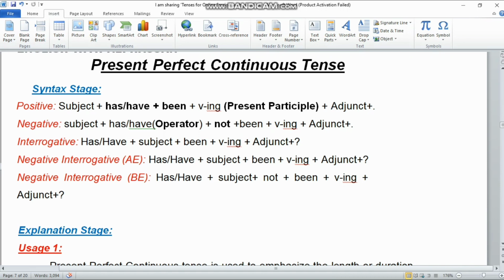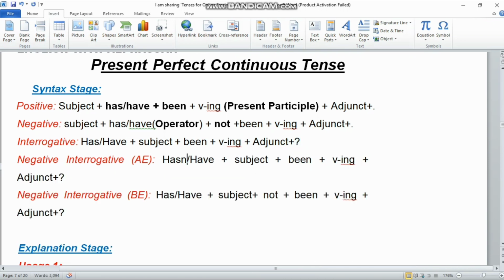In order to negate the sentence, we need to add the negative adverb not right after the auxiliaries has or have, which are grammatically called operators. The interrogative structure is constructed by taking the auxiliaries to the beginning of the sentence, and at the end, we use a question mark. For the negative interrogative in American English, we always use the contracted negative forms, like hasn't or haven't.